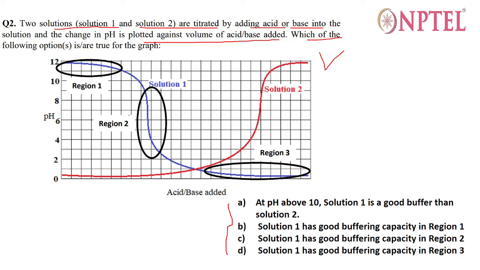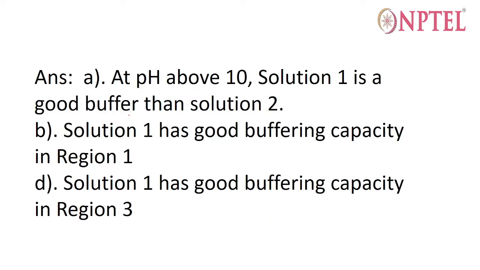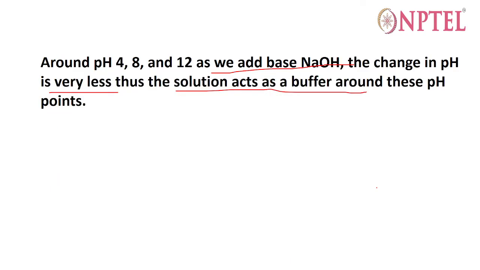Okay, let's go for the solution, right? So the solution is something like that. So the first option is correct. At pH above 10, solution 1 is a better buffer than solution 2. Then solution 1 has a good buffering capacity in region 1, quite similar. And then solution 1 has a good buffering capacity in region 3, right?